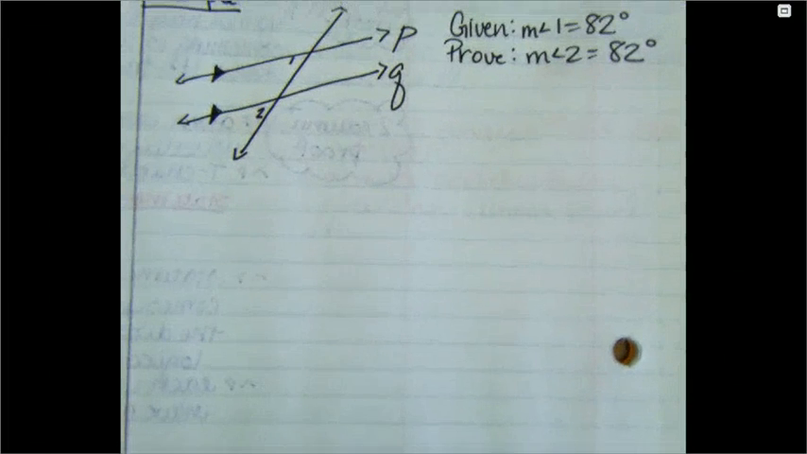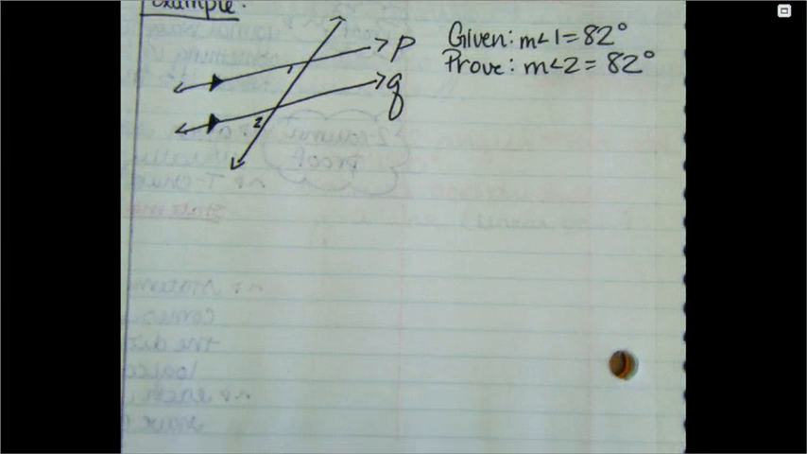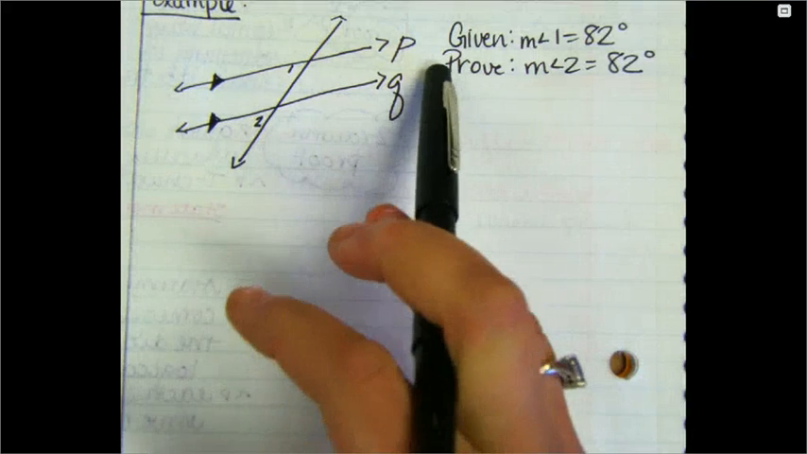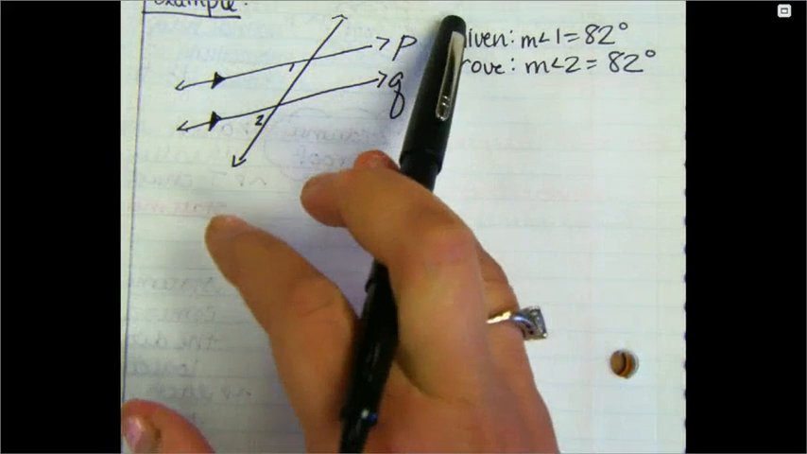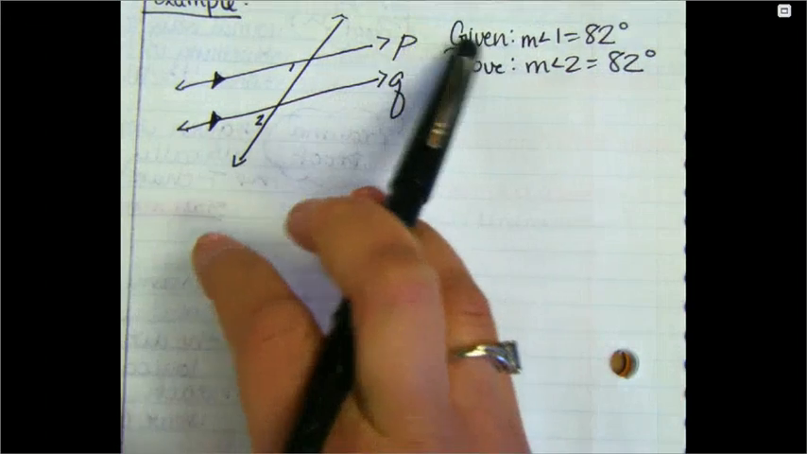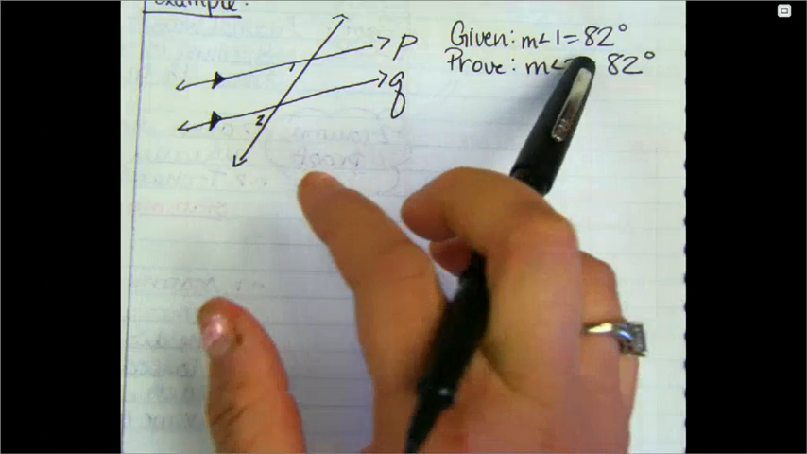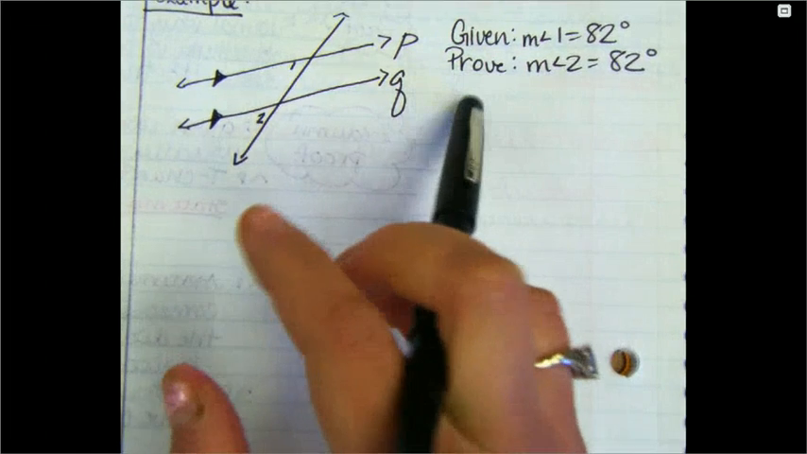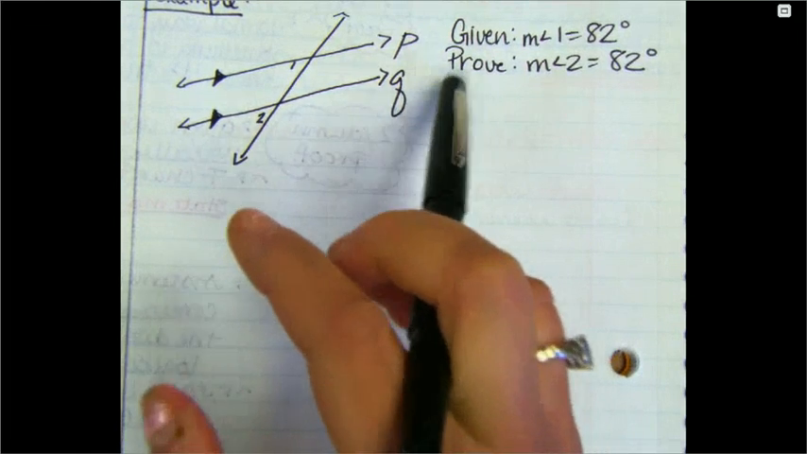All right, so here's our example. We have this lovely diagram. We have an angle 1 and an angle 2, and over on the side, it's going to tell you at least 2 things. It's going to give you the given. Now, your given can have more than 1, or it can just have 1. This one only has 1. It says given measure of angle 1 is equal to 82 degrees. Then it tells us what we're trying to prove. So our goal is our proof.